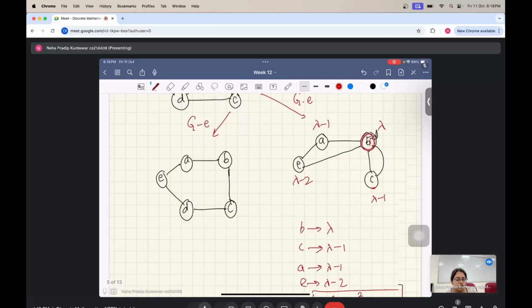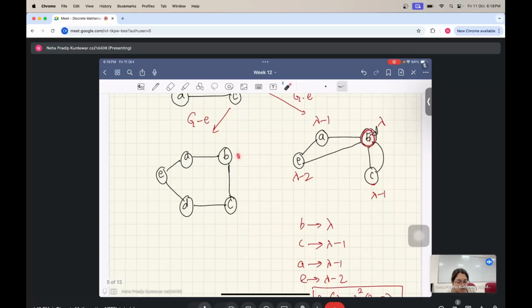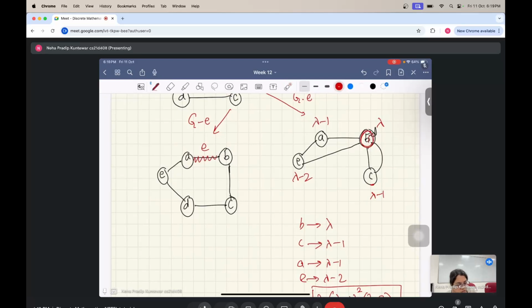Now let's try to solve for the chromatic number of this G minus E graph. And again, what I can do is appeal to the same idea. This time let me try deleting and contracting this edge. So that gives you two graphs now: G prime minus E and G prime dot E.